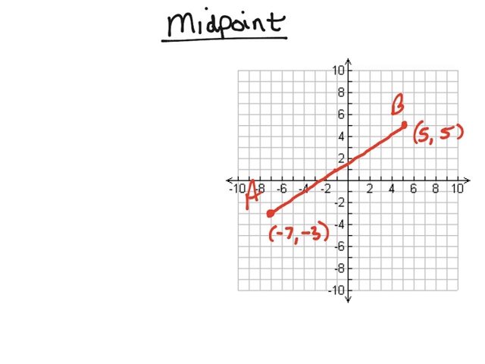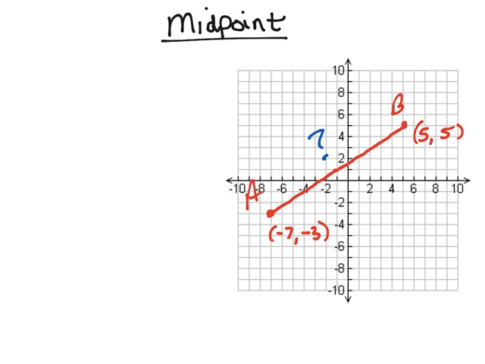Alright, let's go ahead and take a look at another example. I've got a different line segment here, line segment AB. Notice that point A is at -7, -3, and point B is at 5, 5. And once again, we want to find where's the center of the line segment. What's the ordered pair? So we're going to start by finding the x value.